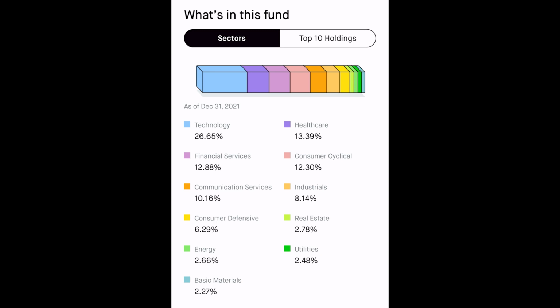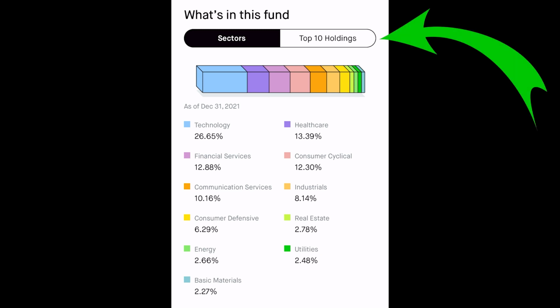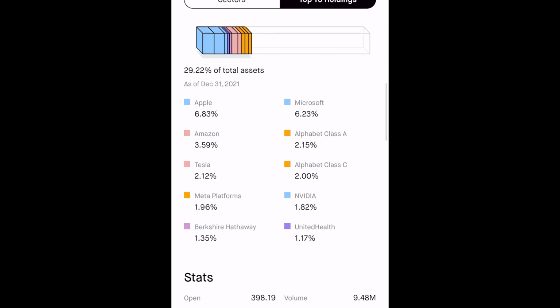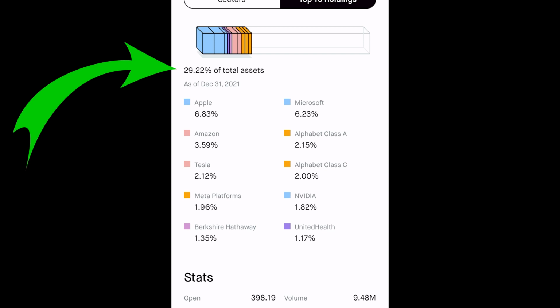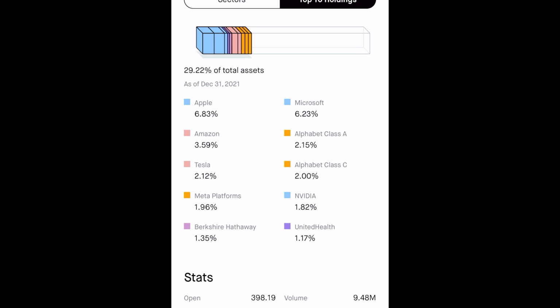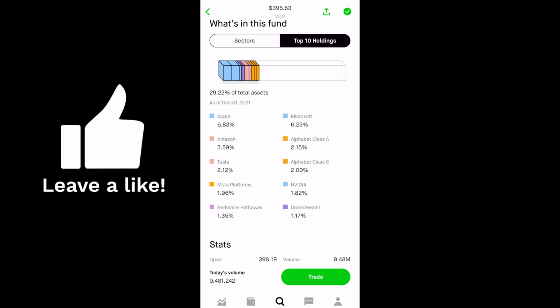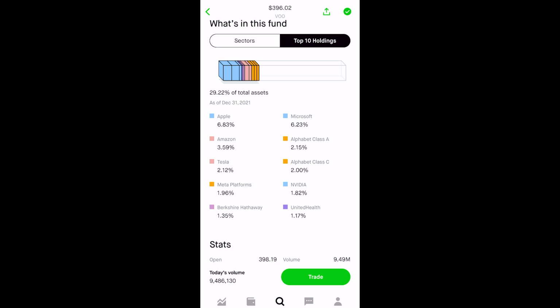And then the other thing you can do is click on top 10 holdings right here on the right. This will show you the top 10 holdings are taking up almost 30% of the total assets inside that ETF. You can see right here that Apple's almost taking up 7%, and you've got Amazon at almost 4%. So it's not like they're taking the 500 top US companies and distributing them evenly throughout the ETF. It's actually weighted quite a bit differently, and you can see that right here with this basic data.